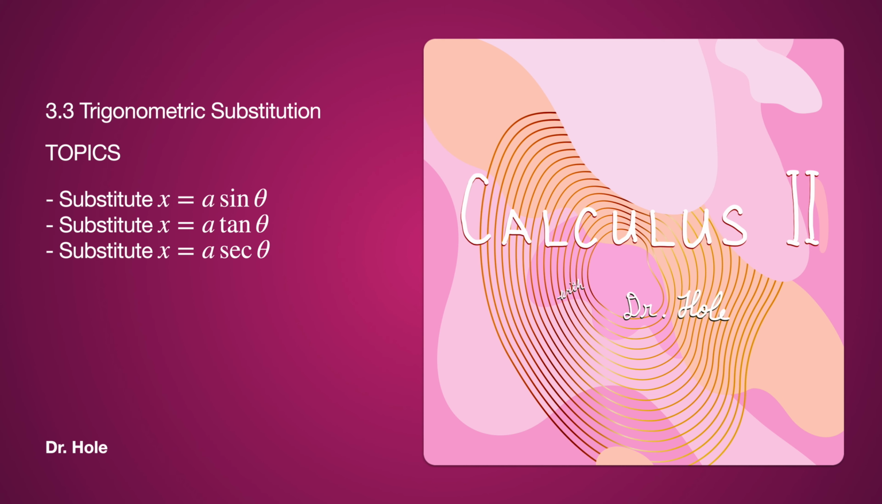Recall back, Section 3.1 was substitution. Substitution was taking a complex-looking integral and revealing that by a substitution, it could be made into an elementary integral. 3.2 was on how to integrate trig integrals. Here in 3.3, we're going to bring those two together with substituting an x, an algebraic x, for a constant a times a trig function.